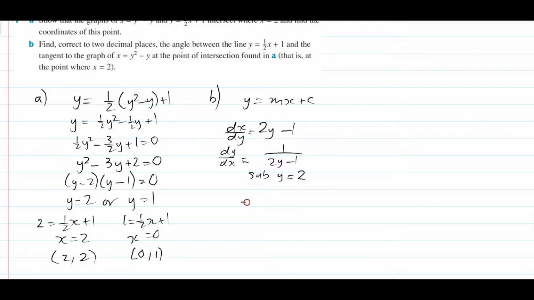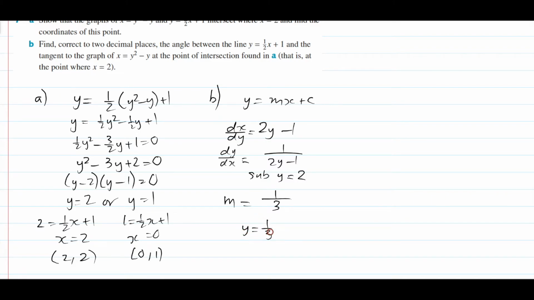So we sub in y equals 2, and you're left with 1 over 2 times 2 is 4. 4 minus 1 is 3. So that is the gradient, okay? So the gradient is 1 over 3. And you actually don't have to find plus c, but for illustration purposes, I'll show you what plus c is.